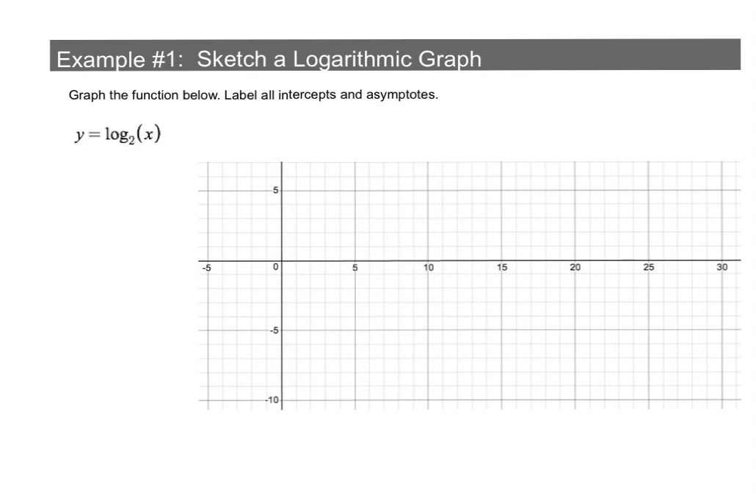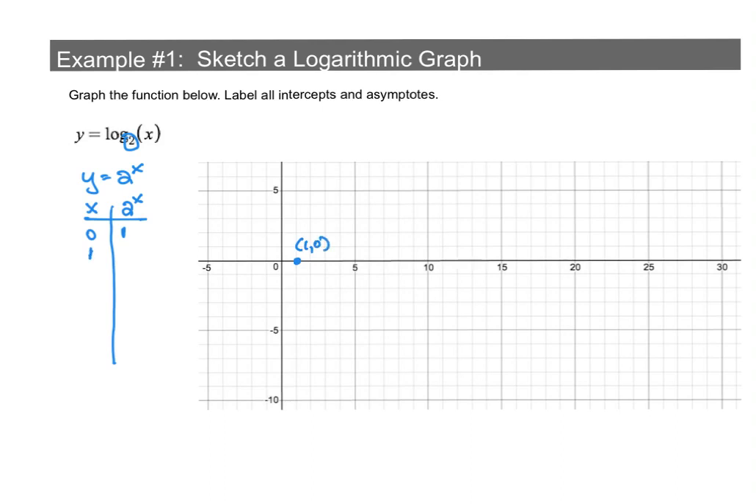So let's sketch a log graph. Basically, if I know the graph of y equals 2 to the x, I can just flip-flop the points and get my log graph. So I'm going to actually figure out the points of the 2 to the x graph, because this is base 2. So if I plug in a 0 for x, 2 to the 0 is 1, which means on the log graph I have 1, 0.